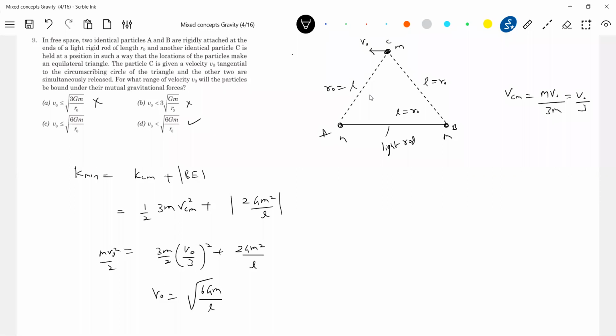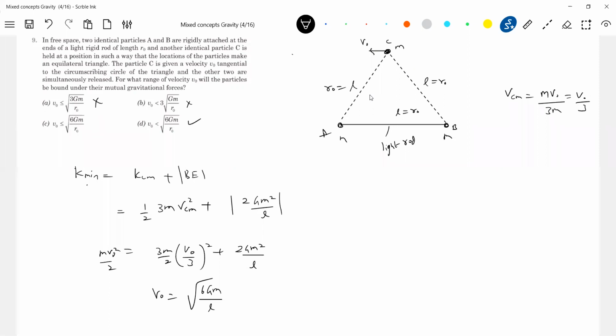There's a minimum speed. If the speed is greater than this, they don't get bound. Equal to this, again, they just reach infinity. If it is greater than this, even at infinity, they'll have some kinetic energy. So why did I bring that minimum? Are you getting it? If I project with a speed more than this value, after separating to infinity, they'll still have some kinetic energy. So therefore, I started with the minimum. The escape velocity idea is what I'm bringing here.